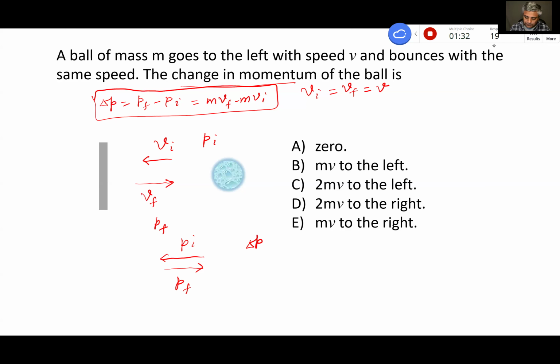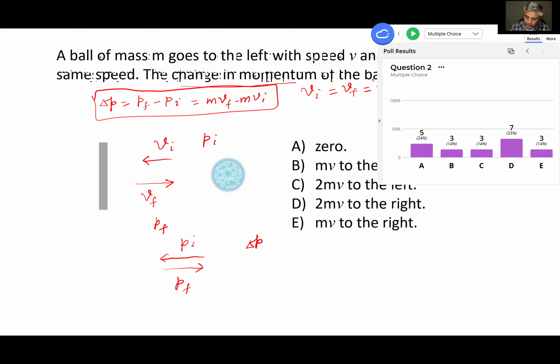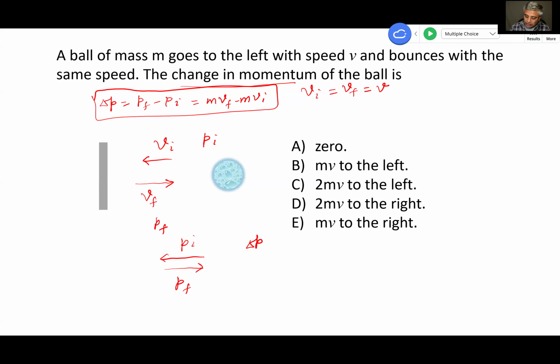Thirty more seconds. Five more seconds. 5, 4, 3, 2, 1, and it stops. Okay, so let's see what we got. So we got all of them. So that tells us we have to be careful, just like I said. Okay, so let's do it.